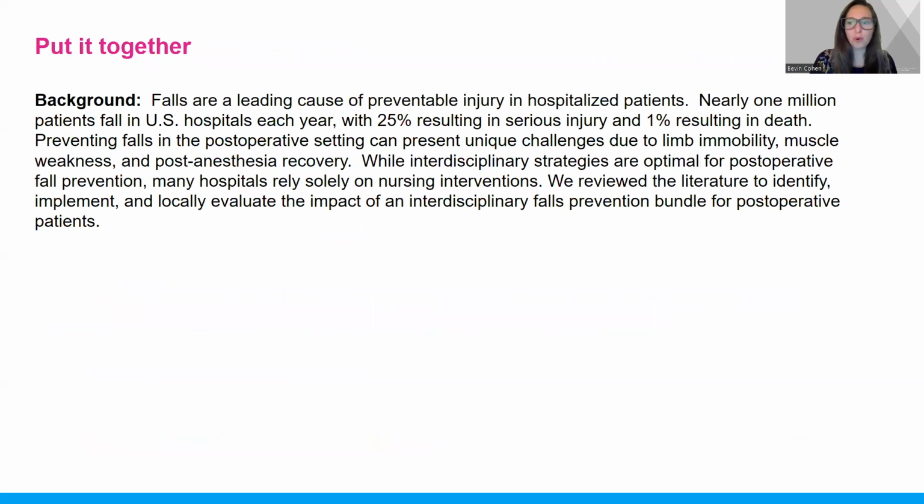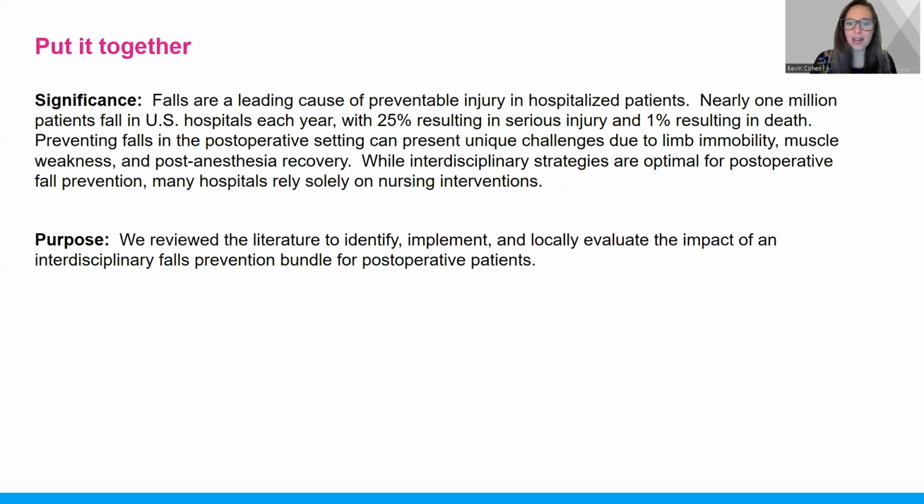So this slide just puts all of those words together in one paragraph. All I've done is zip up those sentences into a single background section. And you could see on the next slide, these are the same exact sentences. I've just separated them out.